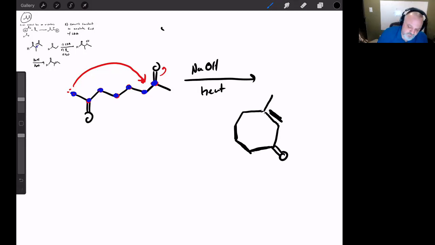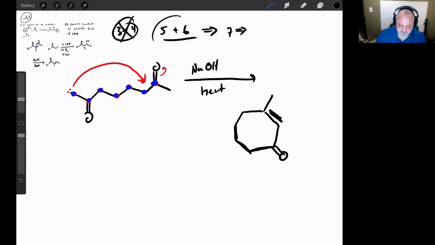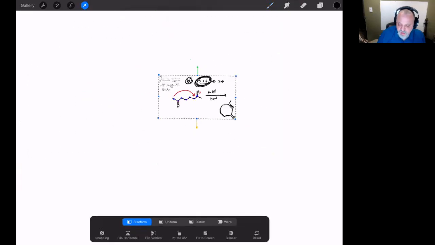It forms 5-membered rings and 6-membered rings pretty easily. It doesn't really do 3- and 4-membered rings. And then, of course, if you can do 5 and 6, you can do 7 and up as well. It's just that, remember, the most stable rings are going to be 5- and 6-membered rings. Okay. All right, so that's it for aldol reactions.